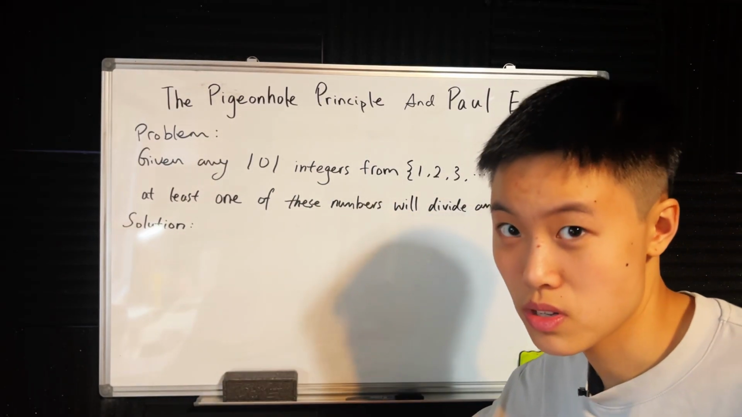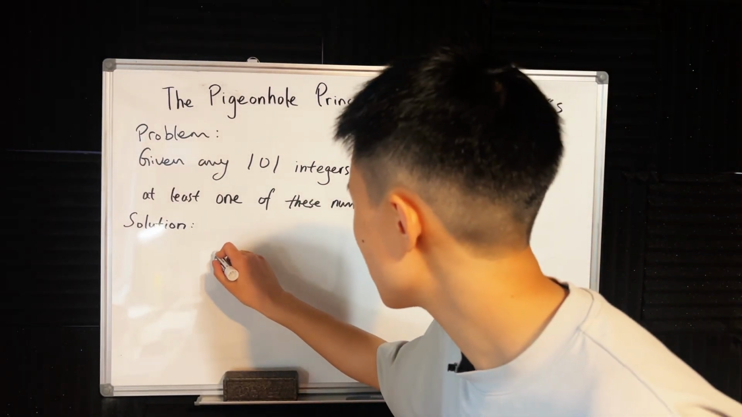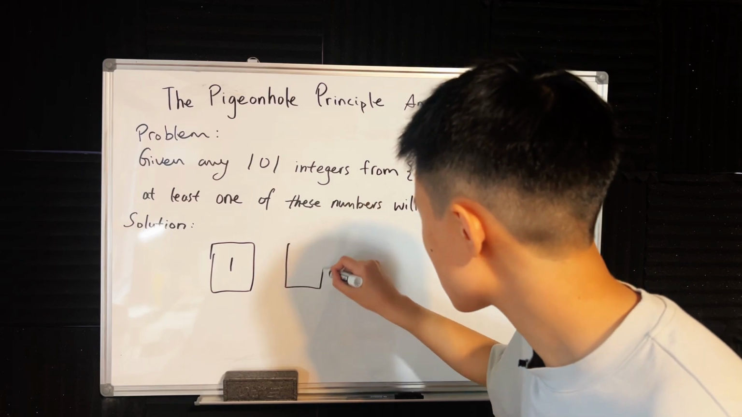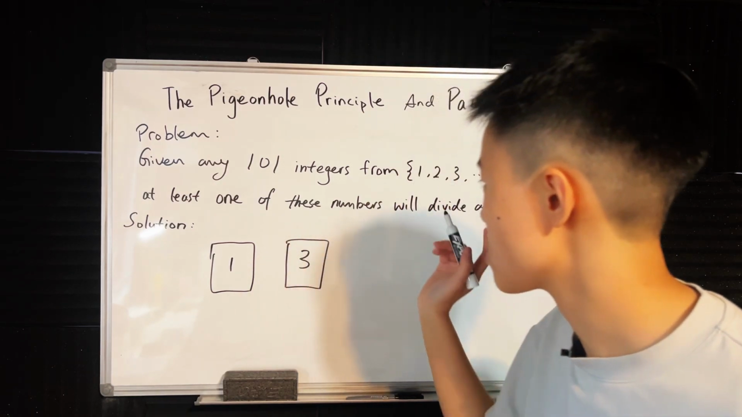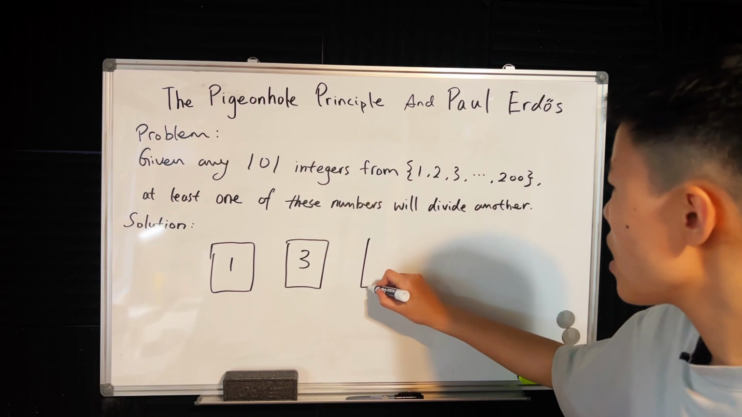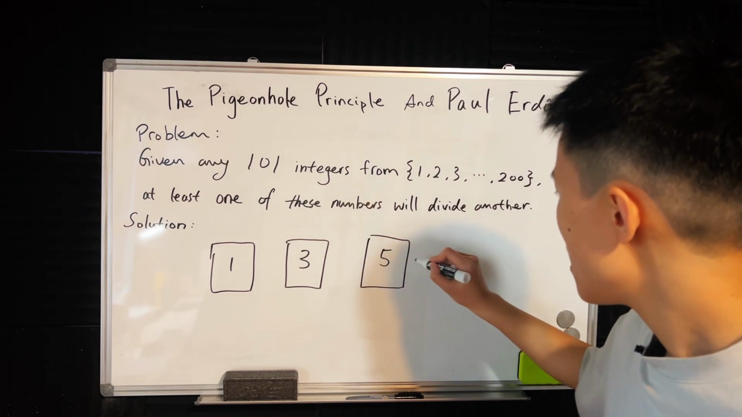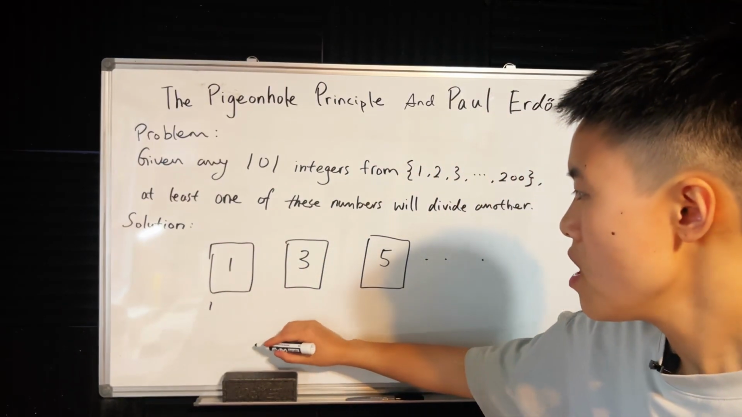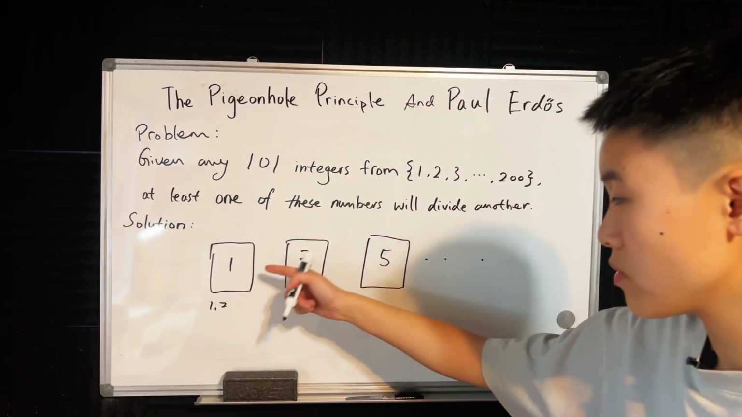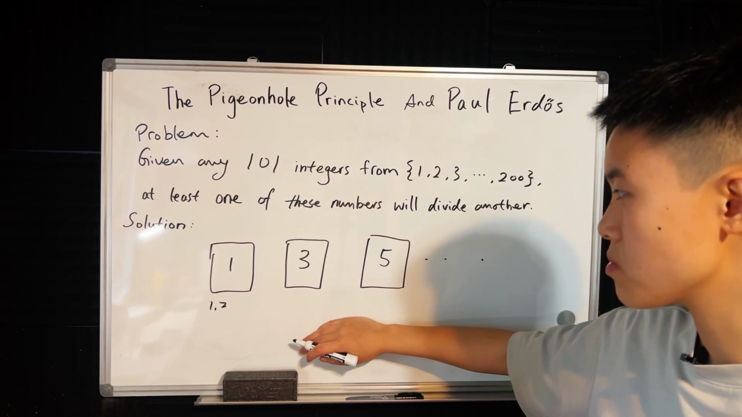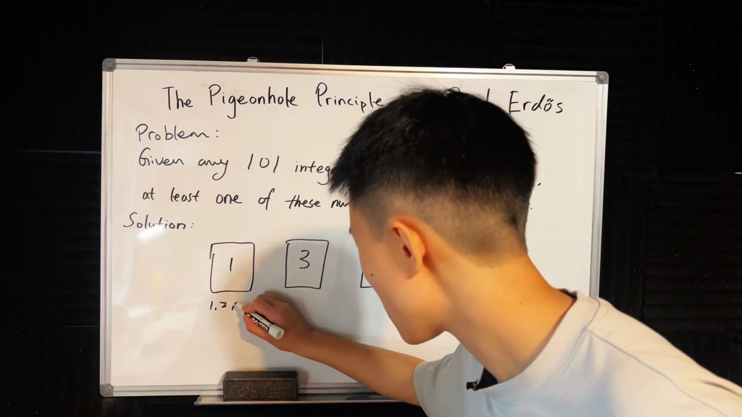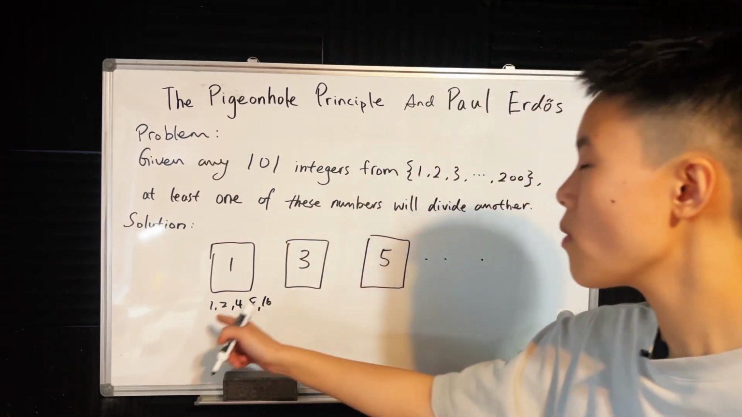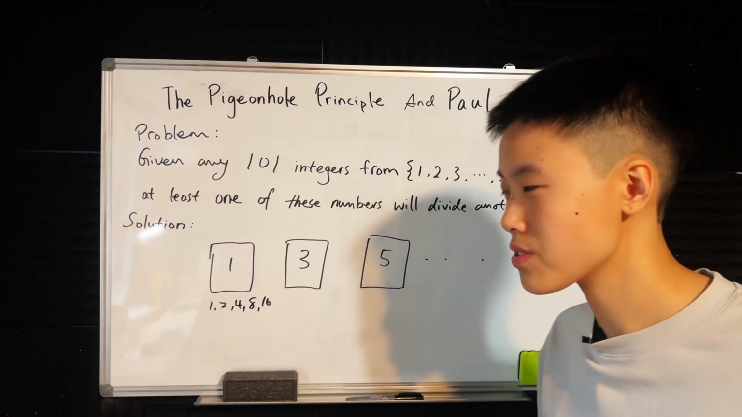multiples of 2 of the number. So let's set an example. For example, there's the first box here, number 1. Then there's the second box, number 3 actually, because it's odd numbers. And number 5, and so on. So in the first box, there will be 1. There will also be 2, because 1 times 2 is 2. There will also be 4, and there will be 8, and there will be 16, and so on. The first box is actually a very big box.